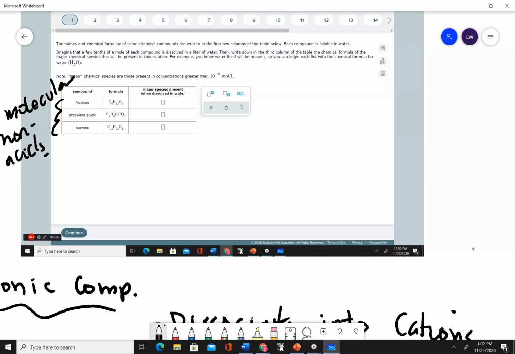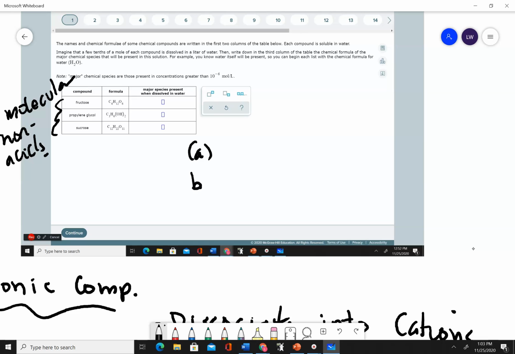Then it says every compound is soluble in water, and you are to imagine that a few tenths of a mole of each compound is dissolved in a liter of water. So you have a lot of water. Water is 55.6 moles of water per liter of water. Then it says, write down in the 3rd column of the table the chemical formula of the major chemical species that will be present in this solution. For example, water itself will be present, so you can begin each list with the chemical formula for water. So we've got 3 lists here.